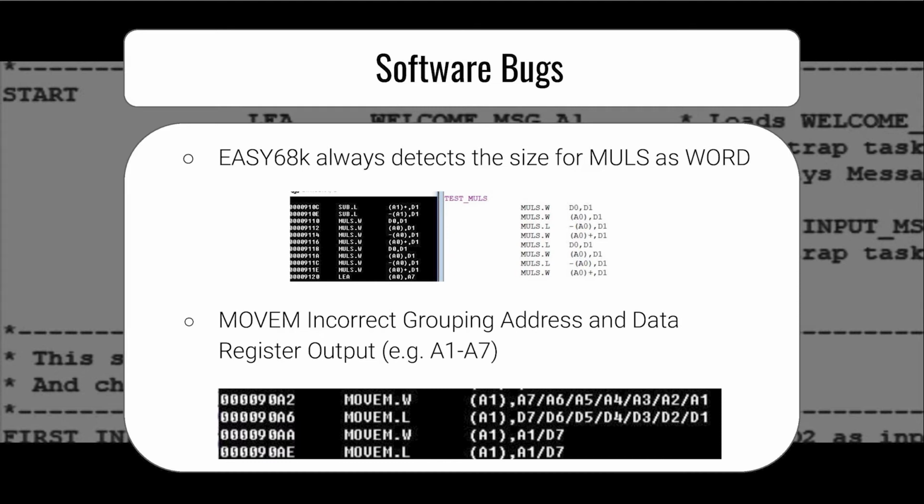Another bug that we found was about MOVEM incorrectly grouping the address and data register output. This screenshot shows it all. We are not sure how to exactly display the specific output for the grouping, so we decided to print out everything individually with slashes. Now Joy is going to show the demo of the disassembler program that we have implemented.